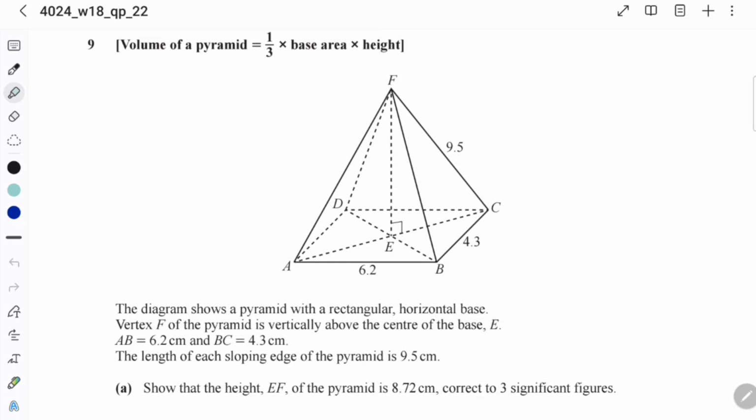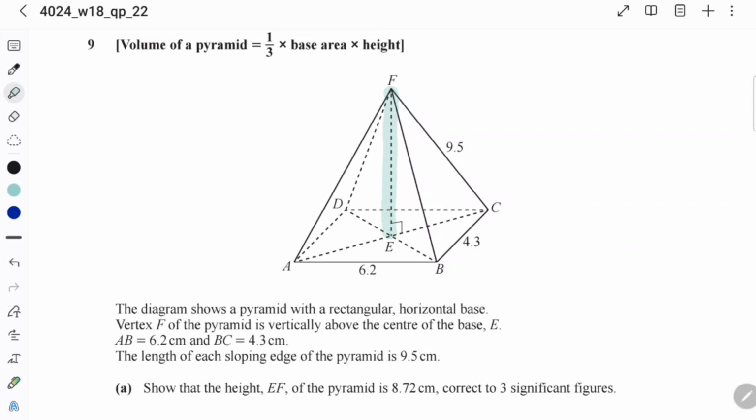So the diagram shows a pyramid with a rectangular horizontal base. Vertex F of the pyramid is vertically above the center of the base A. AB is 6.2, BC is 4.3. The length of each sloping edge of the pyramid is 9.5, it means they are the same. Show that the length EF of the pyramid is 8.72, correct to three significant figures. So they're just asking you to calculate the height of the pyramid here.